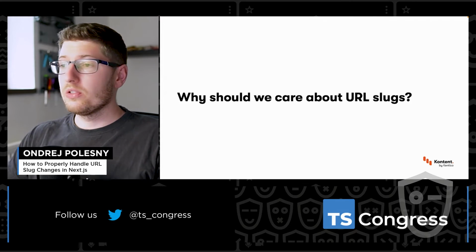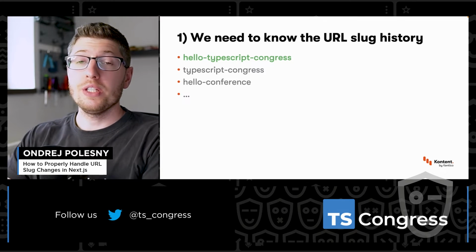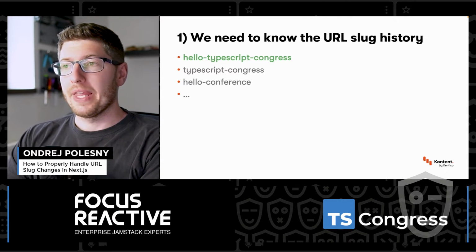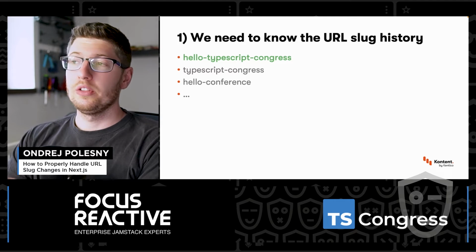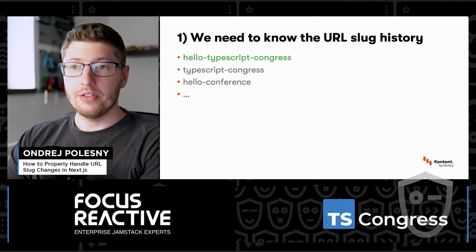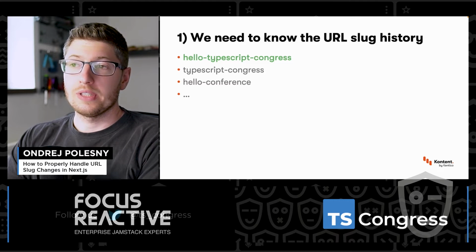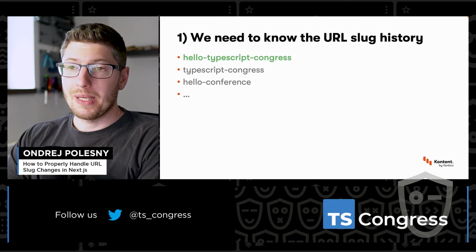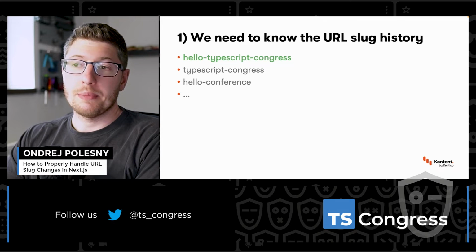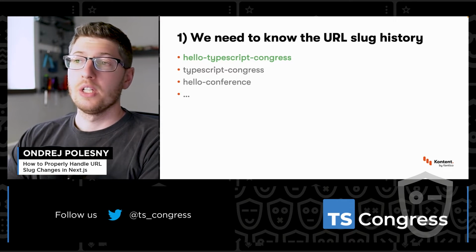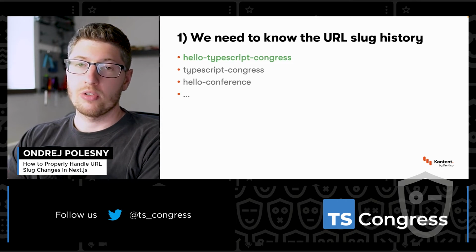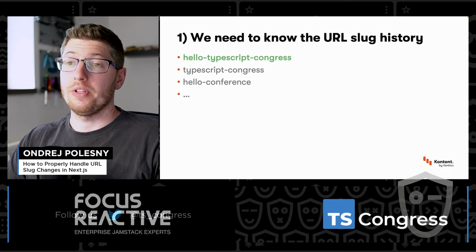So what we need to do is, first, we need to know for every page, every content item, the URL slug history. You see here, the example is that the current page has a URL slug Hello TypeScript Congress, but in the past, it used to have the URL slugs TypeScript Congress and Hello Conference. We need to know the history in order to be able to issue the redirects properly.